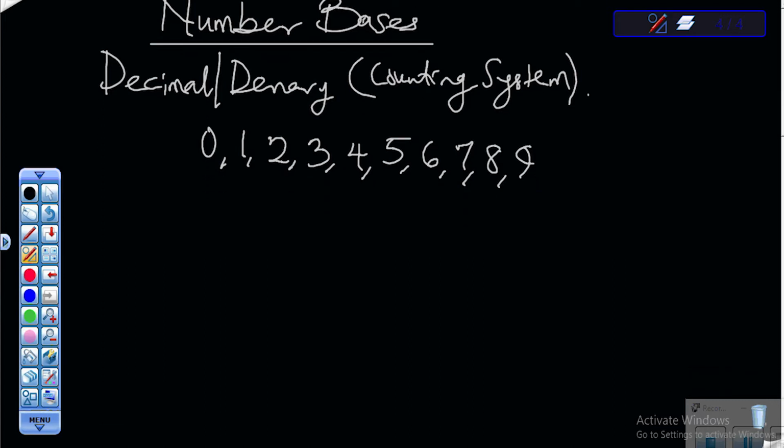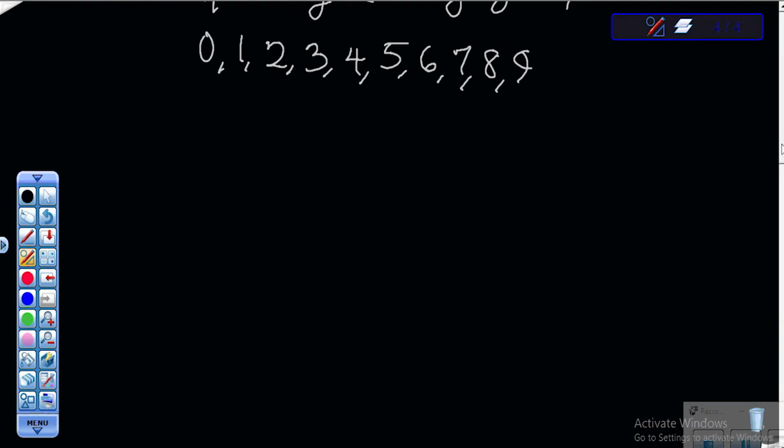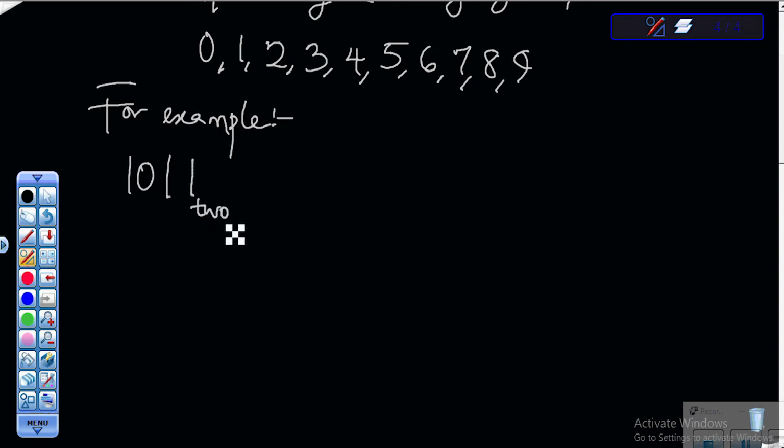So let's go straight to what we are about to discuss here today, which is number base systems of different kinds. I want to show you a few examples to remind you of what you did in your junior school. Let's start with 1011 in base 2. This is a base 2 number system. Base 2 number system is always called the what? The binary. We call them the binary number system.